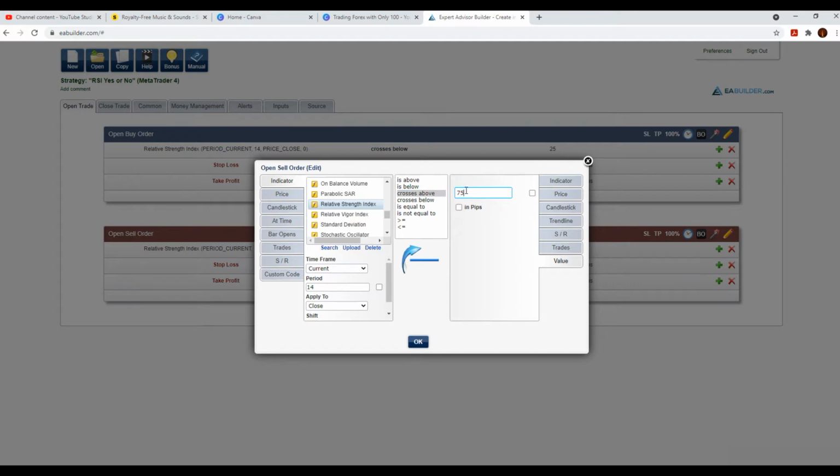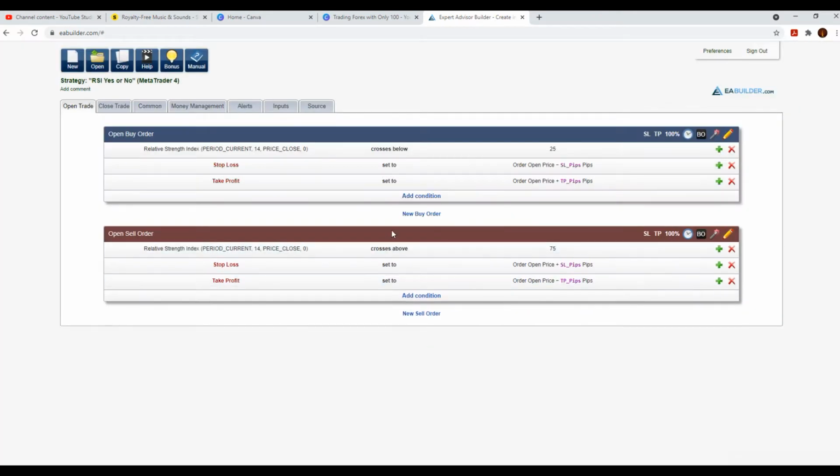Okay, and this should be crosses above 75. So here we have a program that says when the RSI crosses, and this is eabuilder.com. I do have a video on the channel that shows you guys how I create these expert advisors, or EAs, auto traders, whatever you want to call it. It covers how to create an expert advisor in EA Builder.